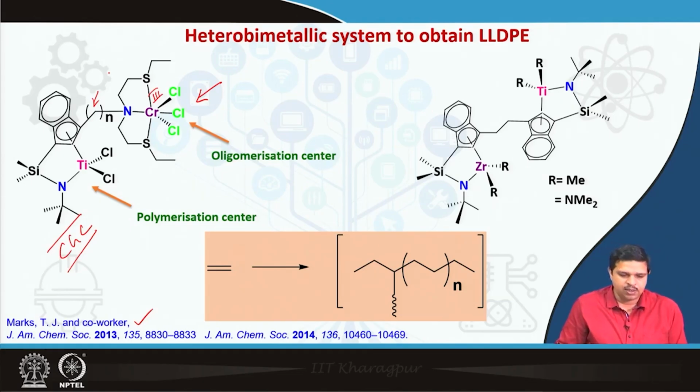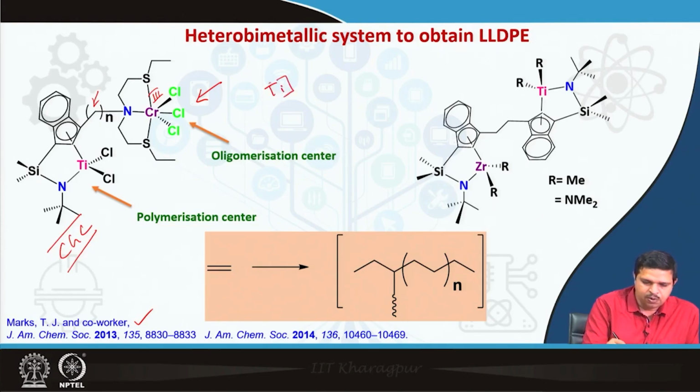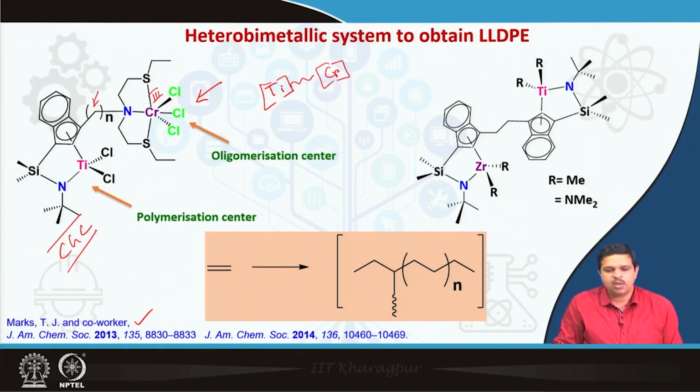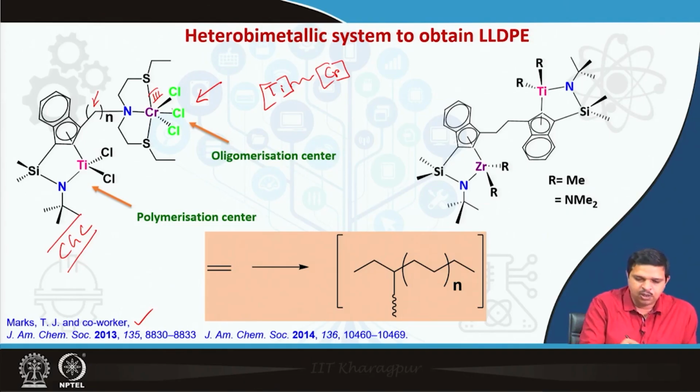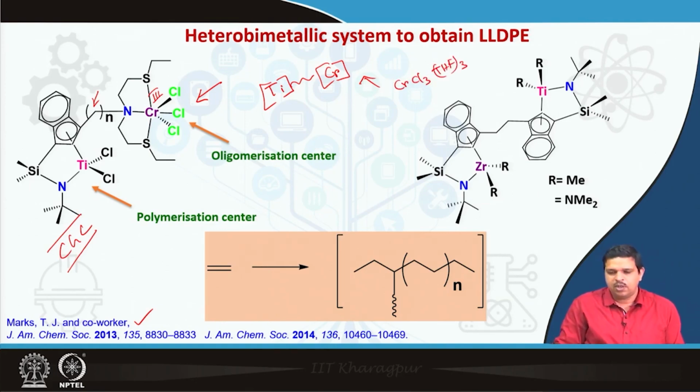Okay, you can design it. Mainly it is basically the titanium and here the chromium-based catalyst attached together, and it's a heterobimetallic system. This moiety you can make very easily from CrCl3(THF)3, that is a very well-known precursor. You can make it in the lab without any problem.